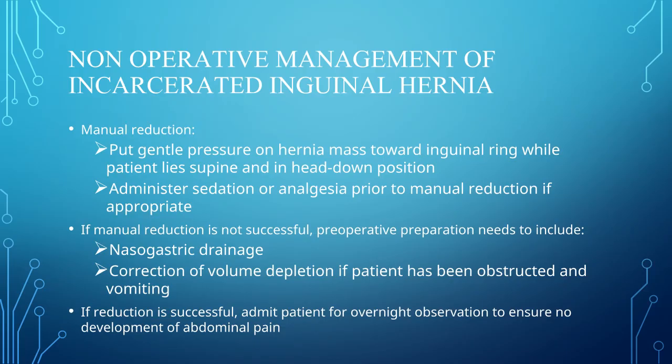Preoperative preparation must include nasogastric tube placement for decompression, and intravenous fluids to correct volume depletion and electrolyte imbalances from vomiting. If reduction is successful, admit the patient for overnight observation to ensure no development of abdominal pain, and arrange elective surgery.